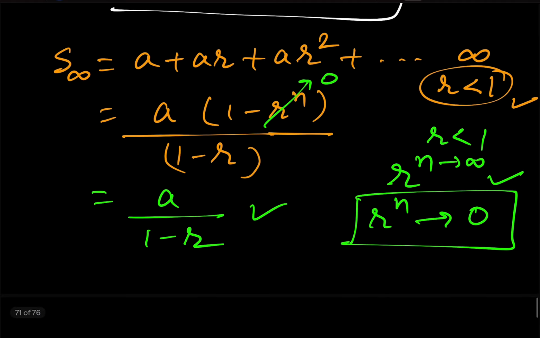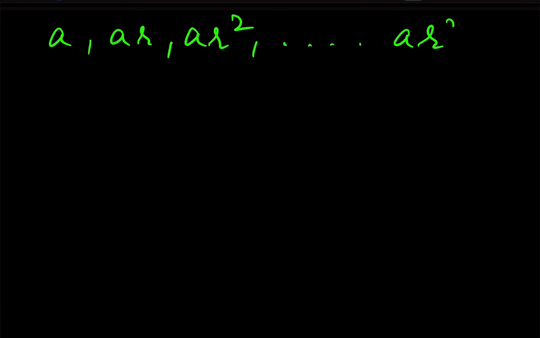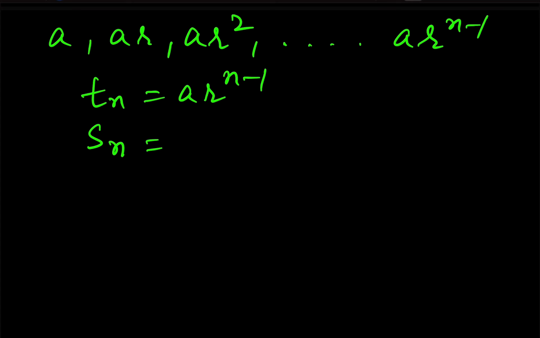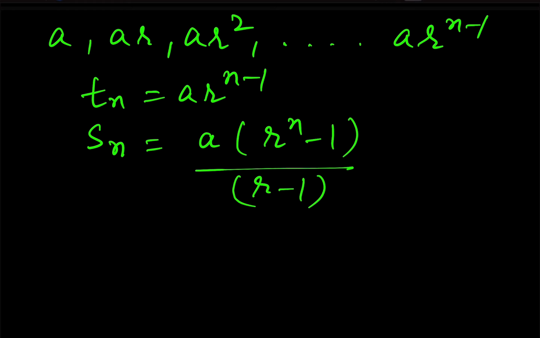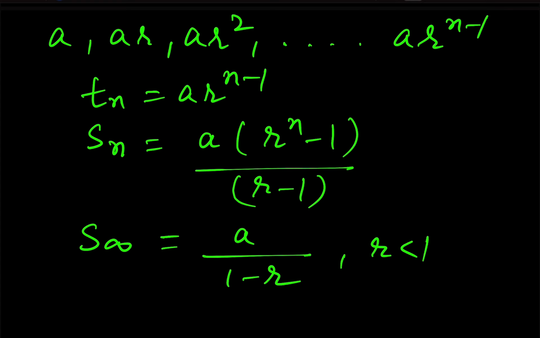So in total, we have seen 3 results for any GP. The nth term of a GP is a r to the n minus 1, the sum of n terms of a GP is a into r to the n minus 1 by r minus 1, and if an infinite GP is there, in that case we have this, where r is less than 1.